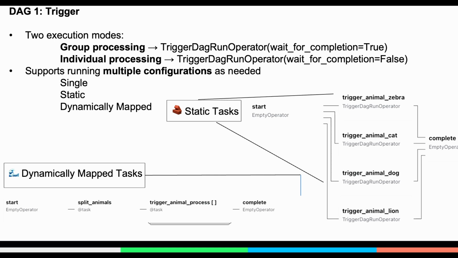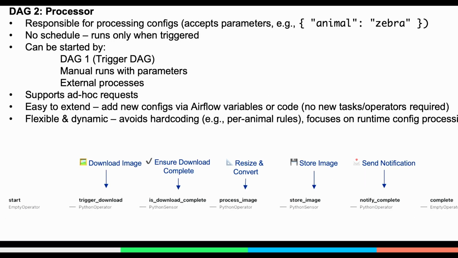The third one is what I would recommend, using the dynamic task mapping, where you can have all of the animals inside of that graph view, and you can scale that out at any given time. The DAG number 2, the processor DAG, is responsible for processing the config. So its only responsibility is to get those parameters and start working on them. It doesn't run on a schedule. It only runs when it gets triggered. Again, this could be started by another DAG. It could be manually run with parameters or by an external process like an API call.